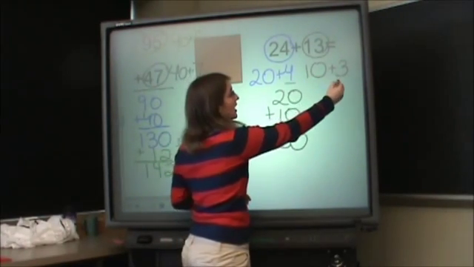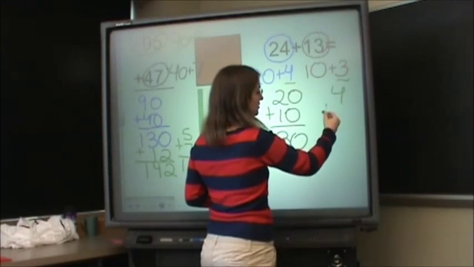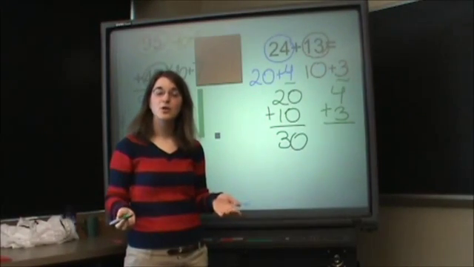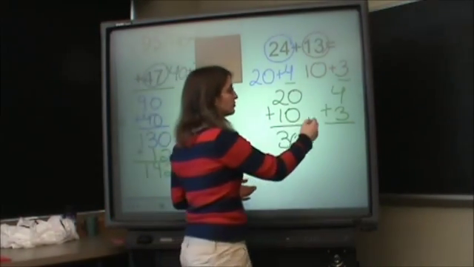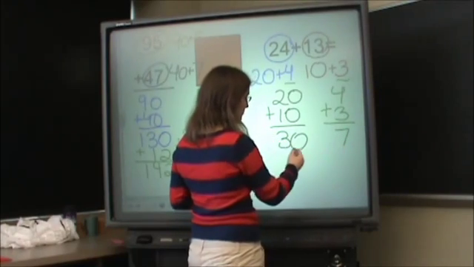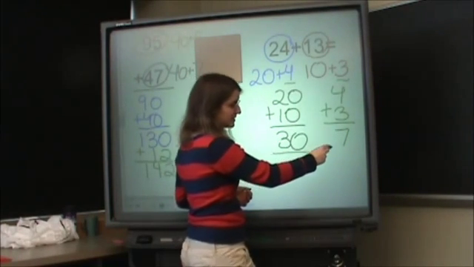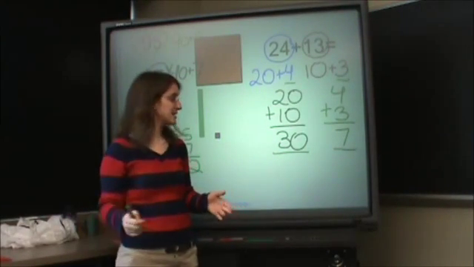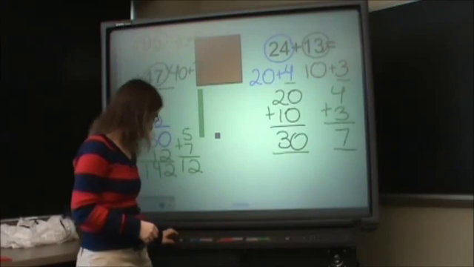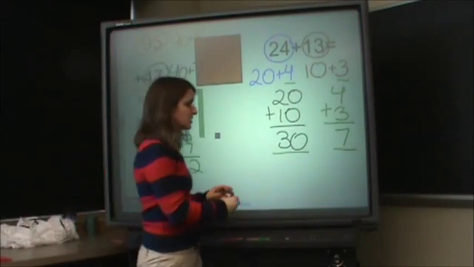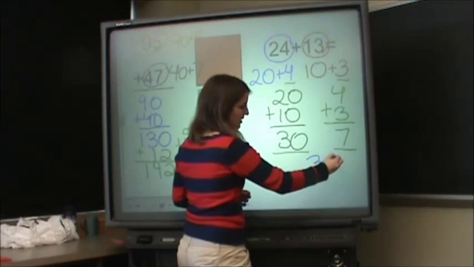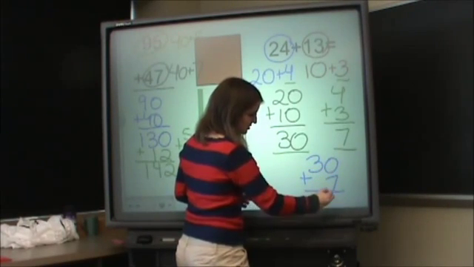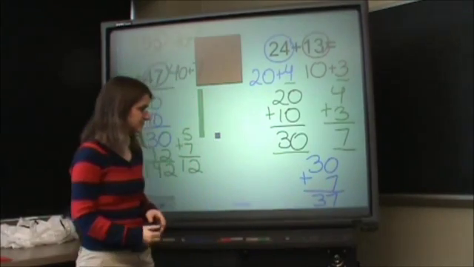And then we're going to add our ones places together. So the 4 and the 3. And again, we're going to use our basic facts, or we can count up. We know 4 plus 3 is 7. So this is the sum for our tens place, and this is the sum for our ones place. But we're not done yet. We don't have a final answer. We still need to add our tens and our ones place. And we're going to get 37.